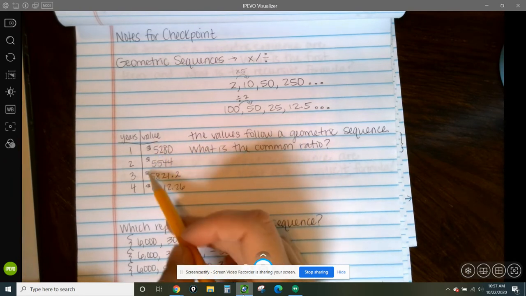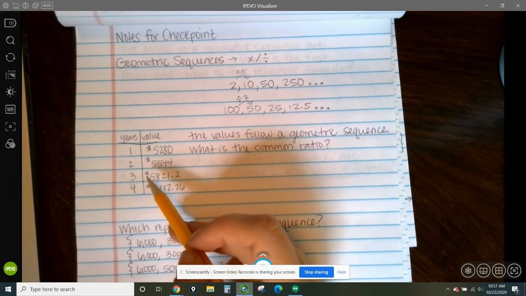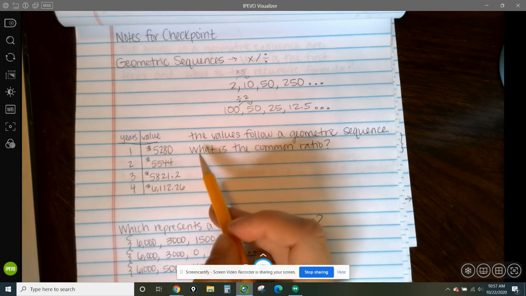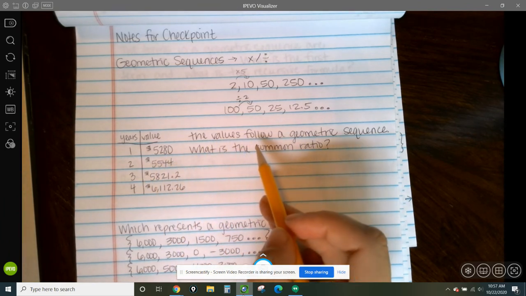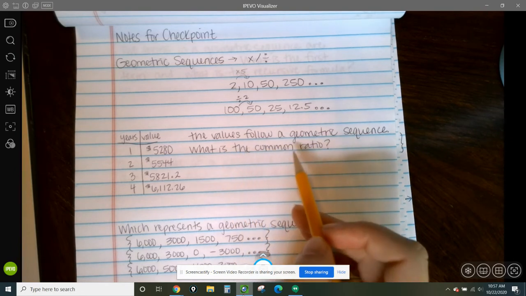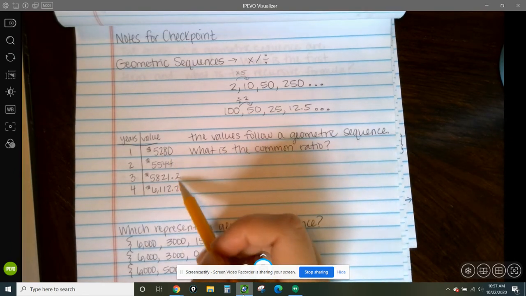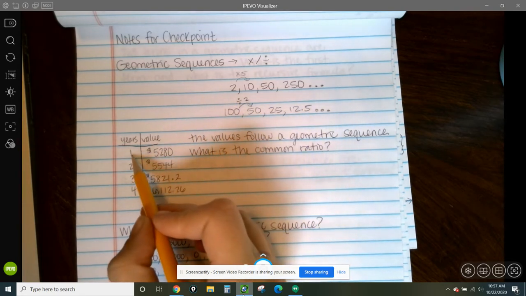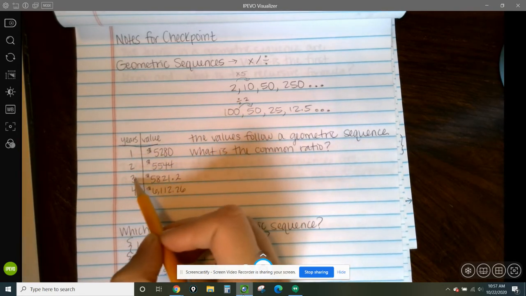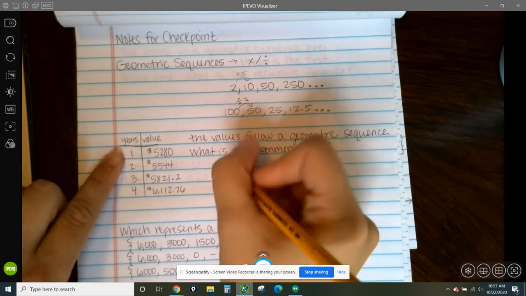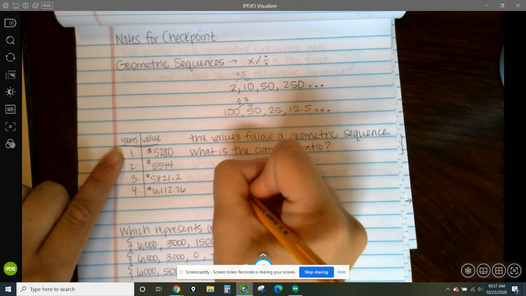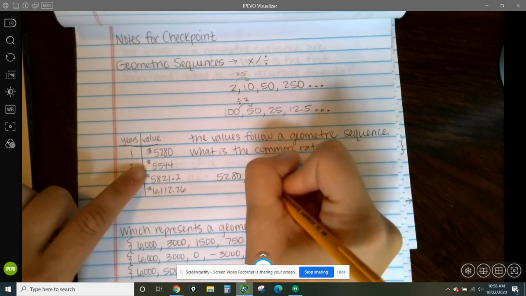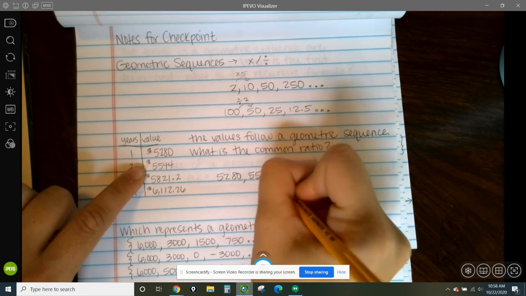If they give you this table here, again, pause the video and write this down if you need to, or if you printed it out, you already have it on your page. The values follow a geometric sequence. What is the common ratio? Now they want you to tell them what they are multiplying or dividing by every time. Year 1 was here, year 2, year 3, year 4. You can think about this as being written out as a sequence. They put it in a table, but this is the same as a sequence.